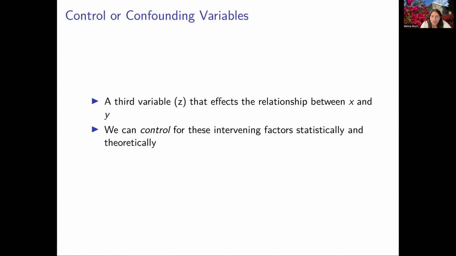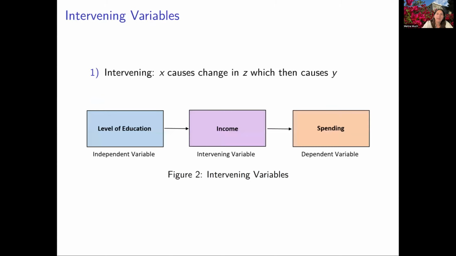Again, like I said, we can control for these intervening factors statistically and sometimes theoretically or in our actual research design. But we'll talk about the different kinds of ways that our Z can affect our understanding of the relationship between X and Y. The first kind of way that Z can muddle your understanding of X and Y is an intervening variable or an intervening confounder.